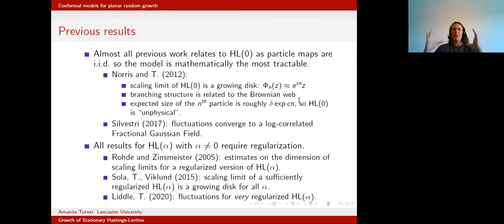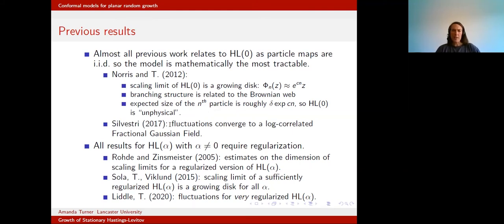So it doesn't look like DLA. As I said, we don't see those fractional behaviors. It is just a disk. But it has quite an interesting internal branching structure, which is related to the Brownian web. But the main problem with it is that the expected size of the nth particle is roughly delta times e to the Cn. You can see that the derivative phi prime is e to the Cn, and so the distortion that we get is exponential. And so it's a really unphysical model. As the model grows, the particles get bigger and bigger on the outside, and so even though we can mathematically study it, it's never going to correspond to anything that physicists are interested in, unfortunately.